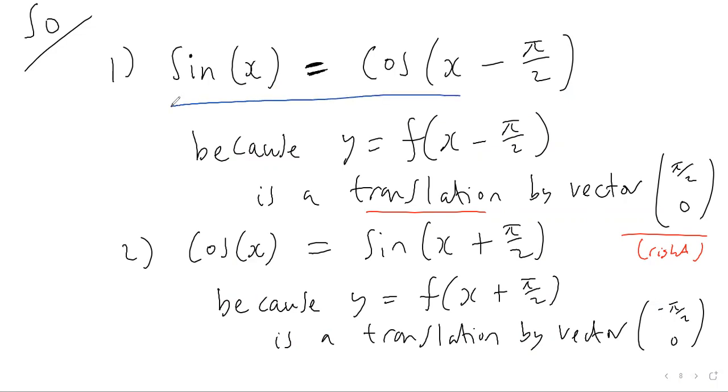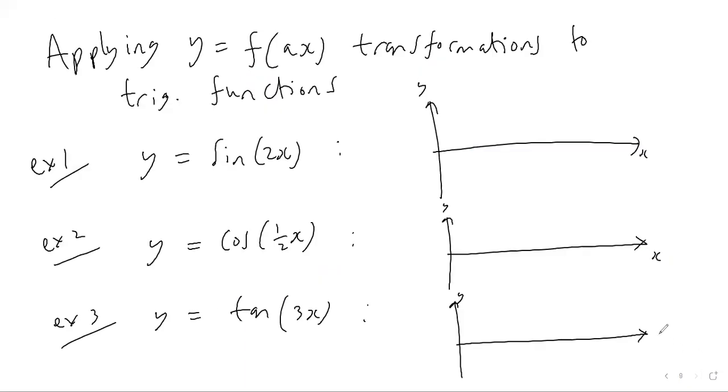So we know sine x is cos of x take away pi over 2, but cos is sine of x plus pi over 2, and that's because y equals f of x plus pi over 2 is a translation to the left by a vector of minus pi over 2 and 0, so translation to the left. So that's just some facts on sine and cos transformations, specifically translations.